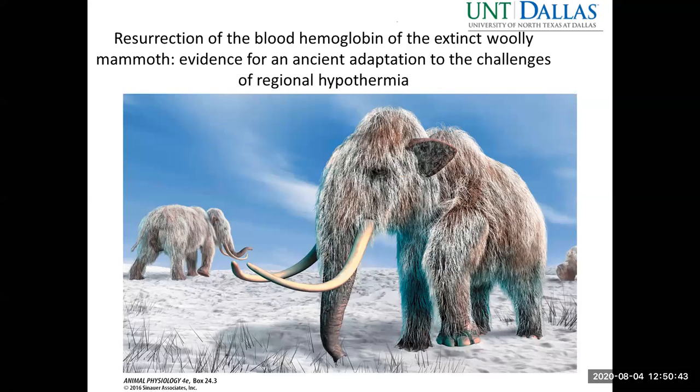Talking about organic modulators that often exert chronic effects on oxygen affinity, we will talk about the resurrection of blood hemoglobin of the extinct woolly mammoth, for ancient adaptation to the challenges of regional hypothermia, and how they adapted to these climatic conditions. Using genomic methods, researchers have recently resurrected the hemoglobin of the extinct woolly mammoth, so they could study the hemoglobin directly.